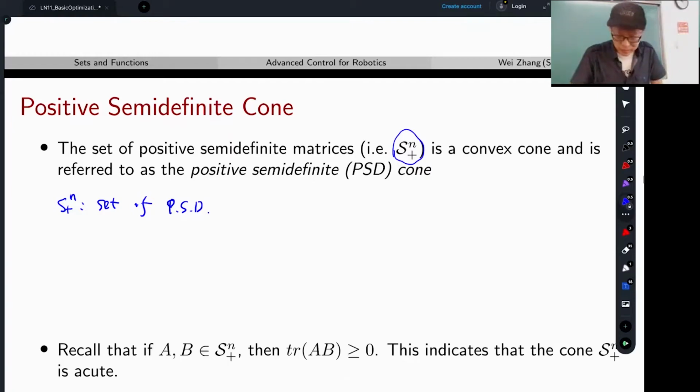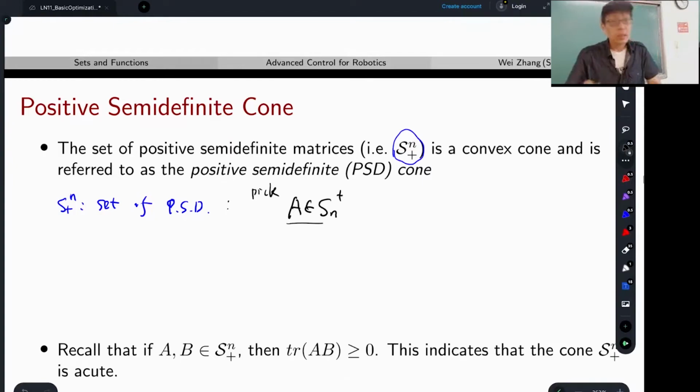How to prove it's a cone? So then what's the definition of a cone? Let's pick an arbitrary point in the set. So let's say I pick A in the set. All I need to verify is what? Lambda A, I need it to stay in the cone, right? Where lambda can be any positive or non-negative number. Is that true?